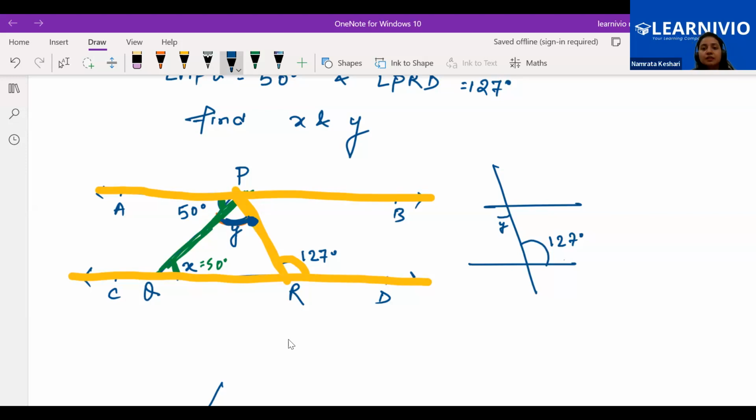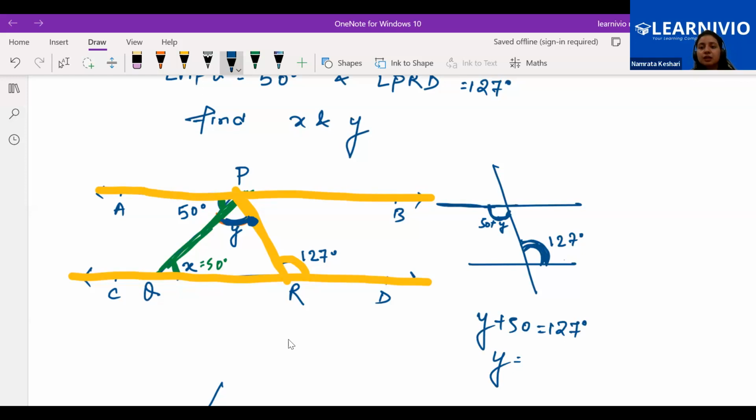Y plus 50. Exactly. We can say that y is not alternate interior with 127, but y plus 50. Y plus 50, this complete angle is equal to this complete angle, a pair of alternate interior angles. Yes or no? Yes, ma'am. Getting it? From here we will be getting the value of y. Okay?